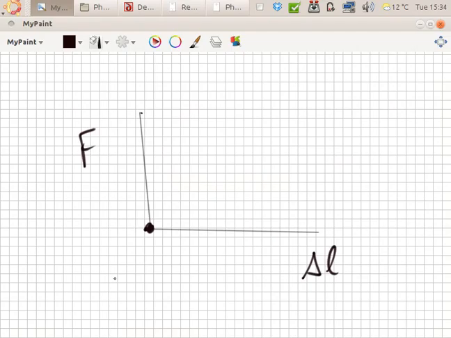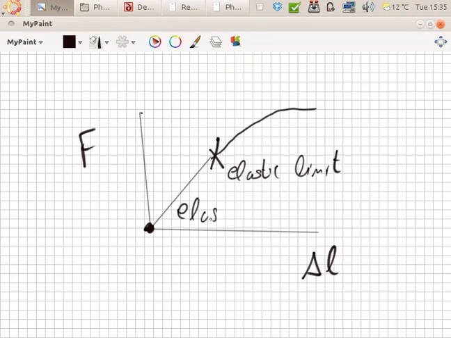Right, when there's no extension, there's no force. When you increase the extension, you get more force. But if you increase it too much, it breaks and then it goes like this. What was the name of this point here? The point is called the elastic limit. This is called the elastic region, and this is called the deformation region.